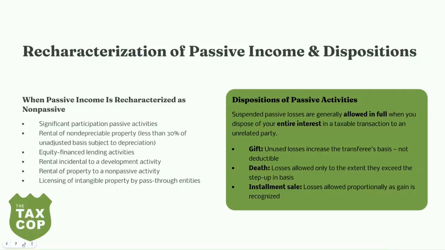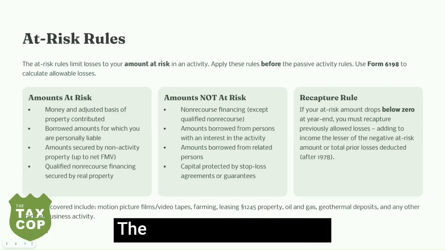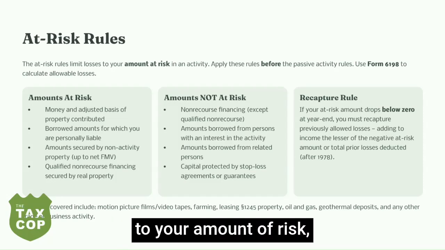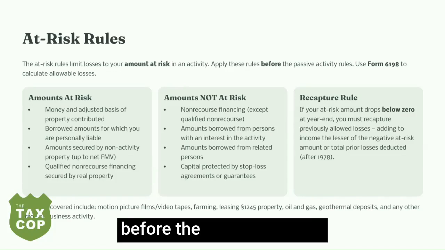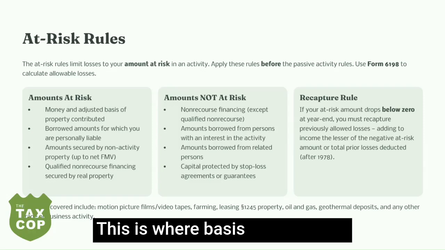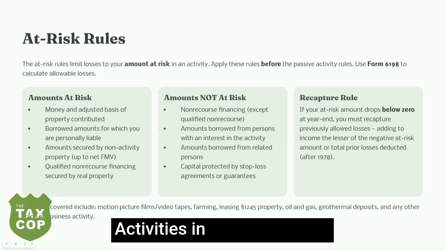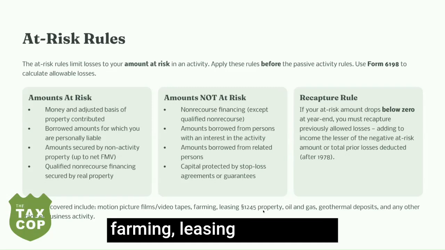At-risk rules. The at-risk rules limit losses to your amount of risk, your portion in any activity. You apply these rules before the passive activity loss rules and use Form 6198. This is where basis is coming in. Activities in this section include motion picture films, videotapes, farming, leasing property, oil, gas, all this other stuff, right?